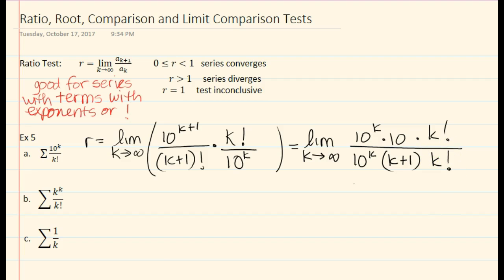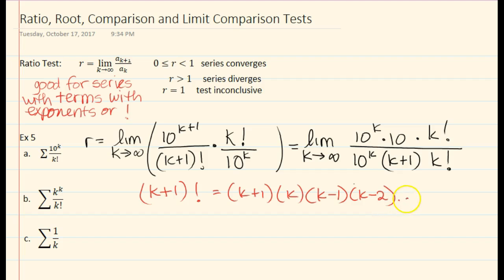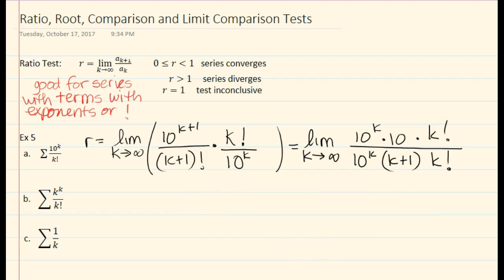I just want to remind you that when we're looking at k plus 1 factorial, that means we're multiplying k plus 1 and then k and then k minus 1, etc., until we get to 1. So we notice that the rest is the same thing as k factorial. Now you see why I wrote k plus 1 factorial as k plus 1 times k factorial.